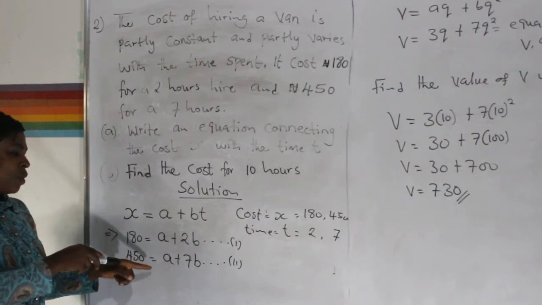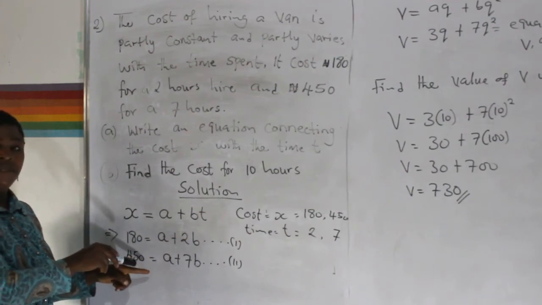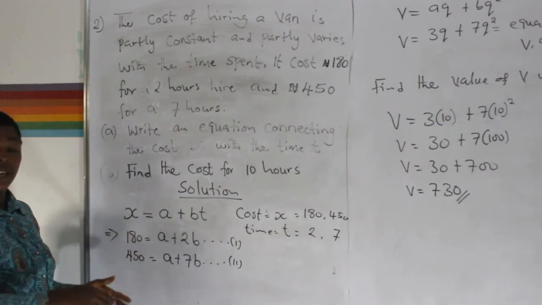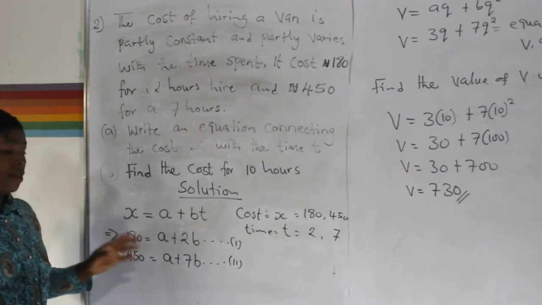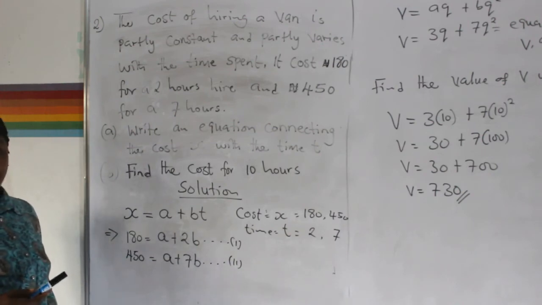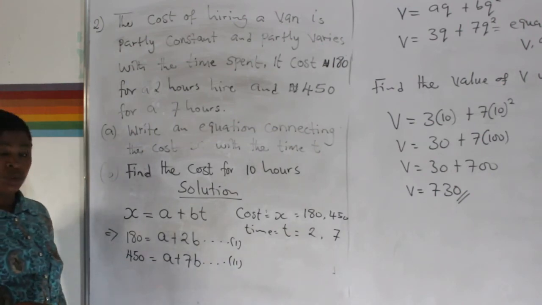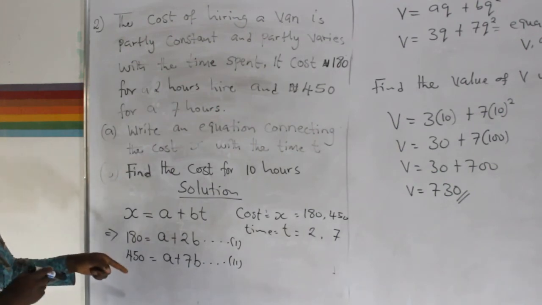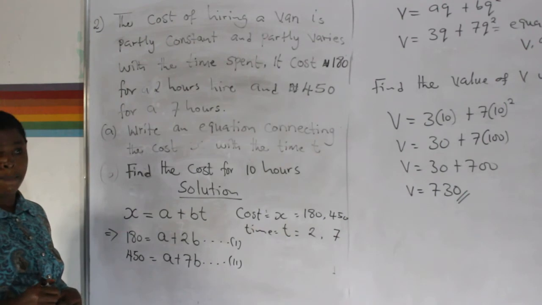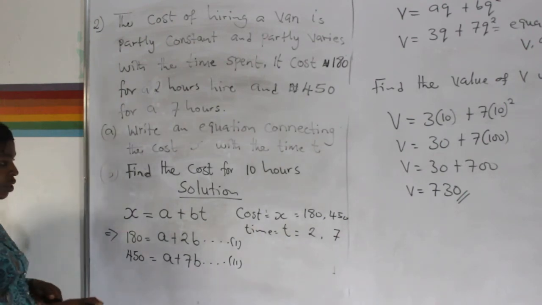So this one, elimination will be very, very easy for us because we have a particular one that has the same coefficient. That is A. We can easily eliminate A by subtracting. So let's use the elimination method in solving this one. The first one, we used the substitution method. So let's use the elimination method.